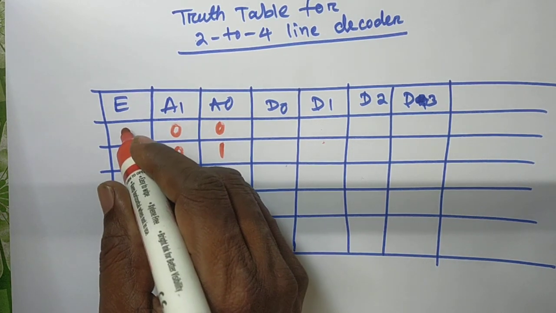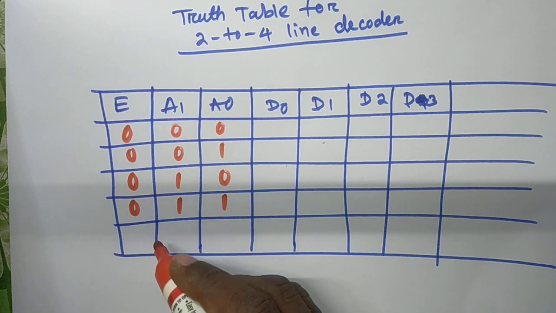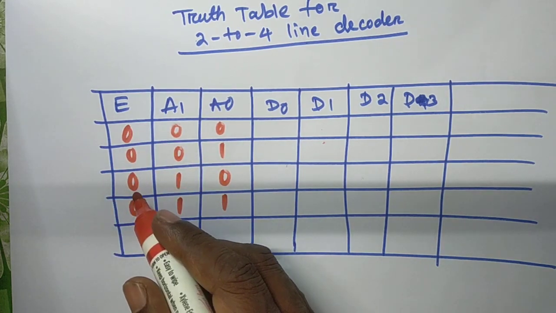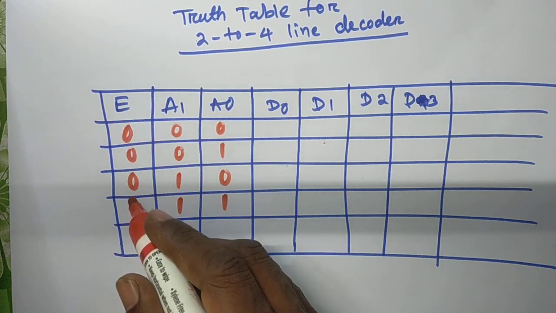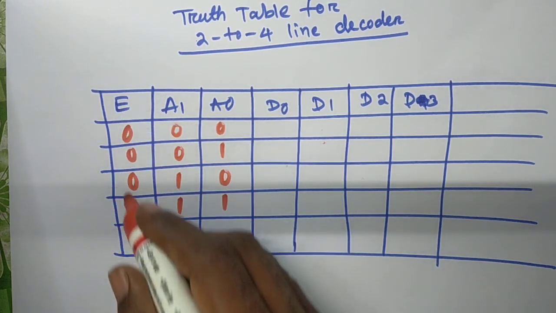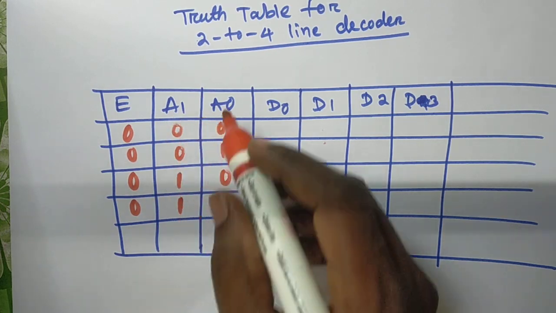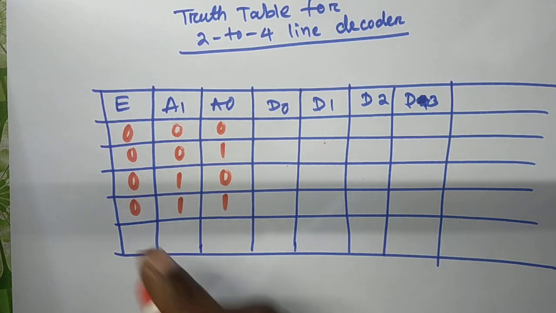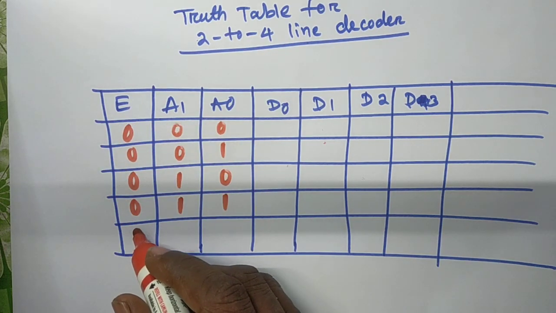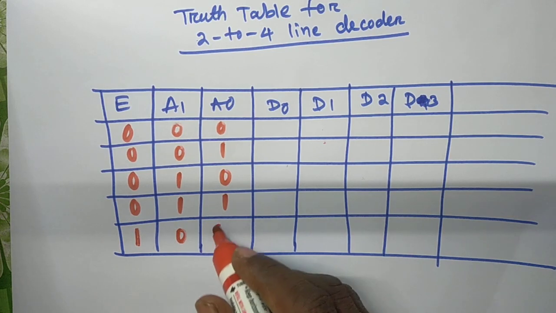Here what happens? 0, 0, 0, 0. If 0, 0, automatically what happens? Output will be 1. If E is equal to 0, as I have already told, then output will be 1. Then A0 and A1 inputs will be considered. If E is 1, as I told, then whatever the value, the output will be 0, 0.